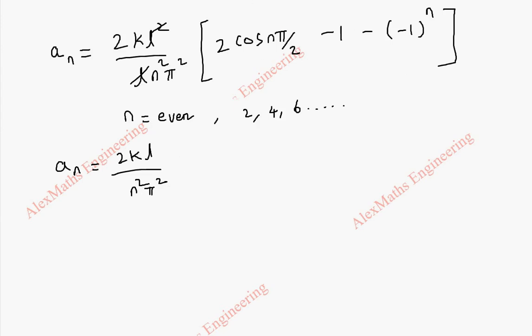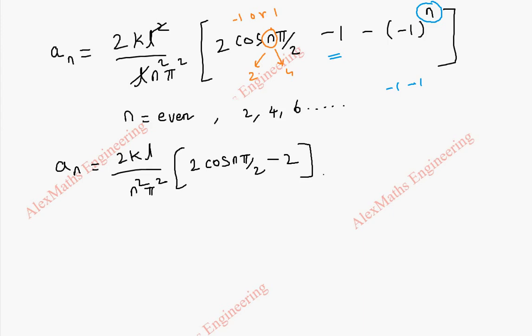When I substitute 2 here, we get cos pi. When I substitute 4 here, we get cos 2 pi. So it will become minus 1 or plus 1. So let us not substitute for this term because it is alternating plus and minus. So we keep 2 cos n pi by 2 as it is. But when I substitute 2, 4, 6 here, it will become positive. And already there is minus 1 here, and minus of it will become positive. So totally it is minus 2. So we are left with this much when n is even.